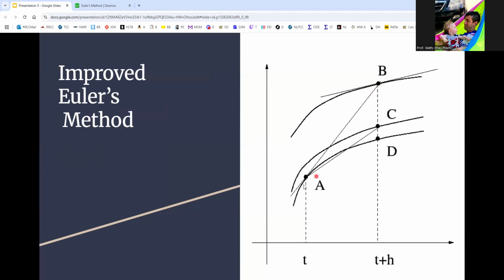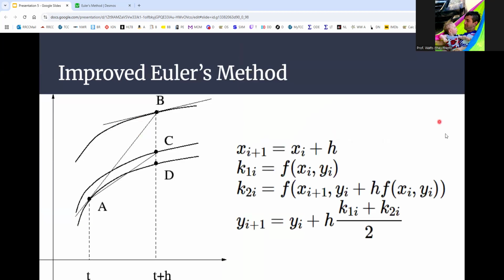And then we can average those two slopes. And by doing that, we will know that the second derivative is negative and that the actual slope is decreasing. So calculate the slope at A, take one step with Euler's, recalculate the slope, then average those two slopes, and then that's the slope you move along, getting us to point C, which is a much better approximation than Euler's would be at B. That's the idea behind improved Euler's.